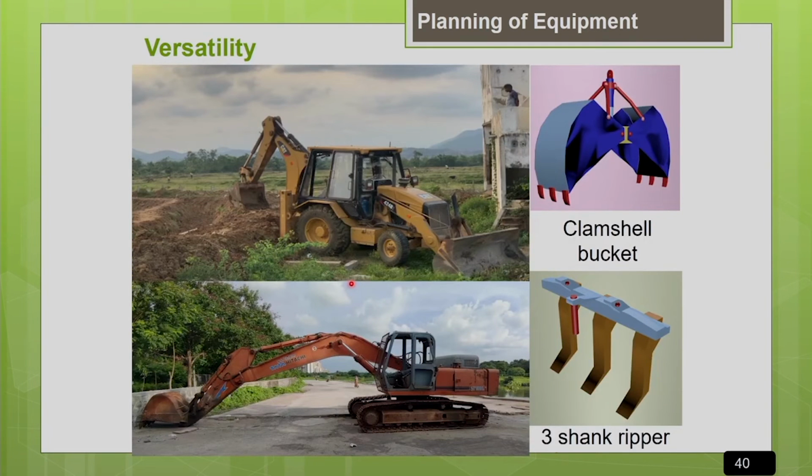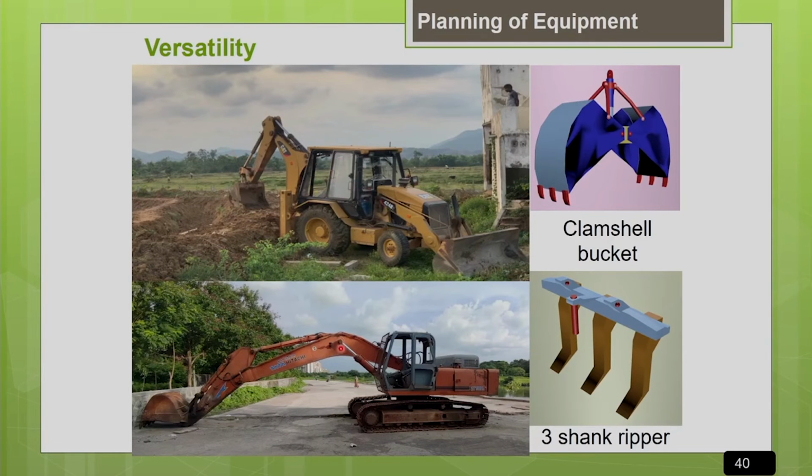Similarly, you can see this combination. This is a combination of a front end loader and backhoe. So you have the loader at the front end and the backhoe at the rear end. The loader, as I told you, is efficient in excavating at or above the ground level, and this backhoe is efficient in excavating below the ground level. So both jobs can be done with the same machine, so it is more versatile.